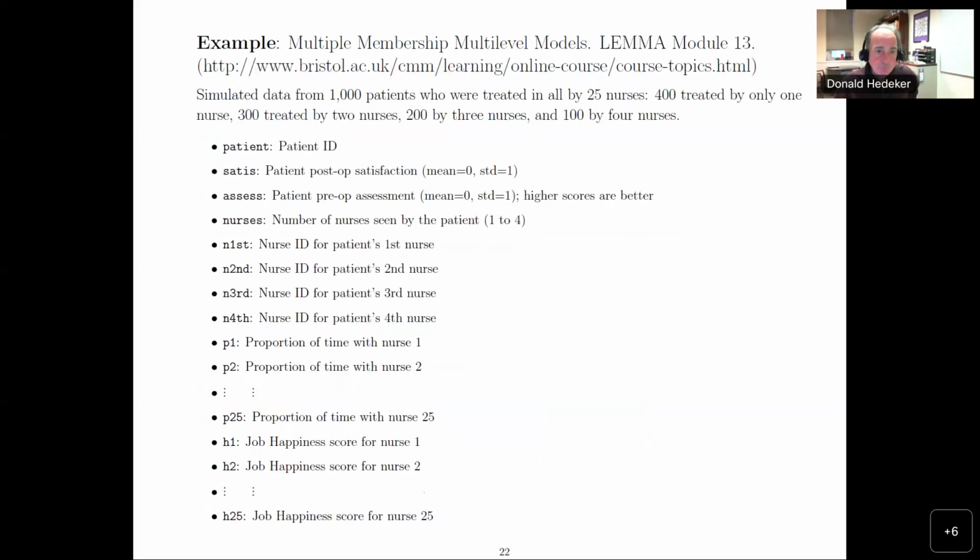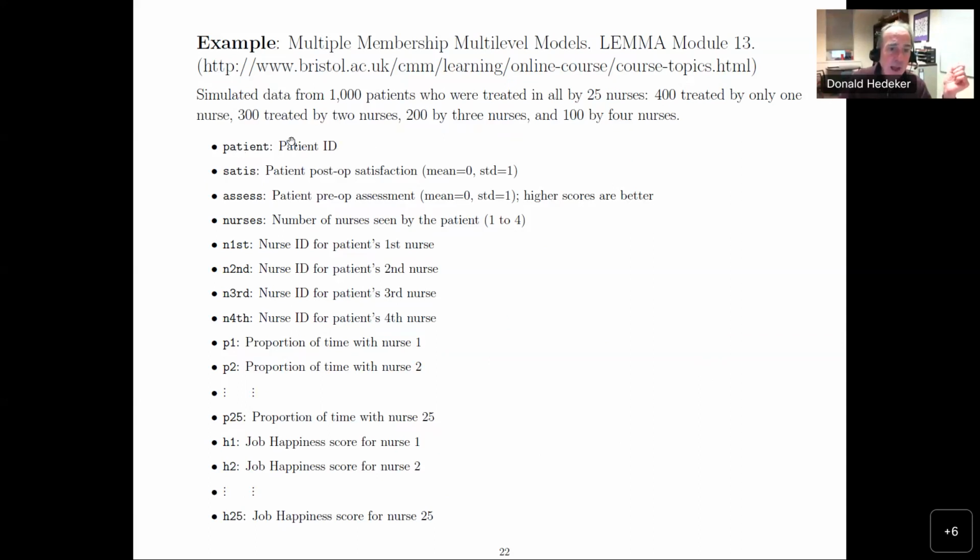Now here I went to the Bristol UK site again, and I got a data set. They simulated that from 1,000 patients who were treated by 25 nurses. 400 of these patients were treated by only 1 nurse, 300 were treated by 2 nurses, 200 by 3 nurses, 100 by 4 nurses. Now what you're going to see with these multi-membership models, the models themselves are not really that difficult to run, but there is a bit of data management that needs to be done to do them.